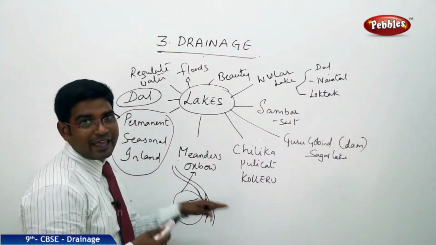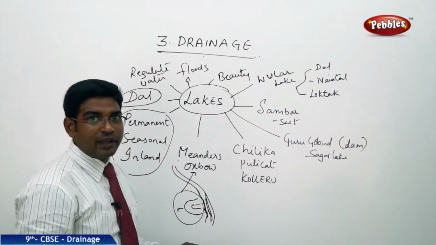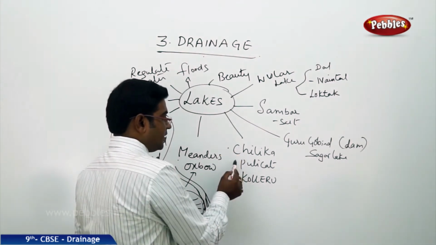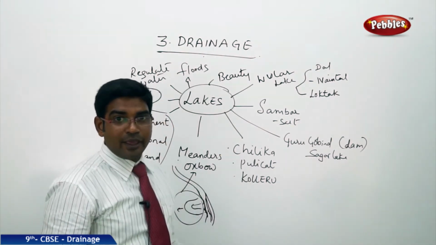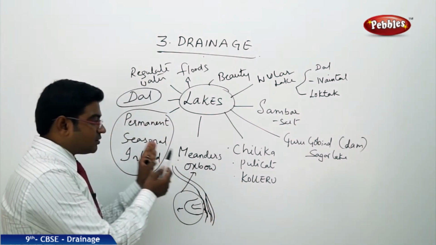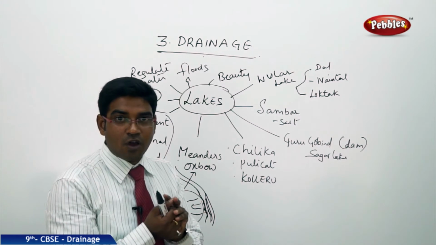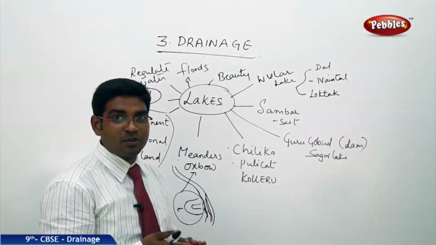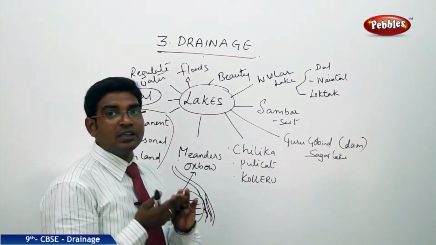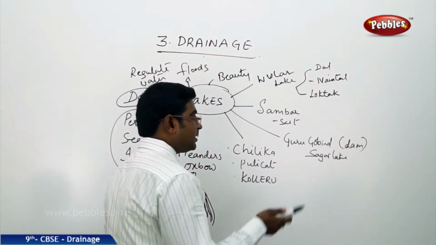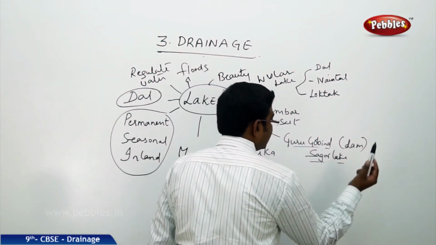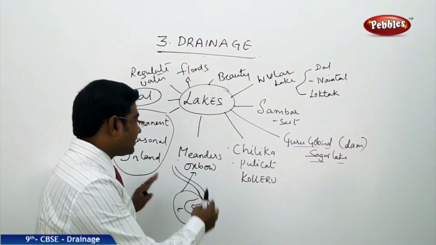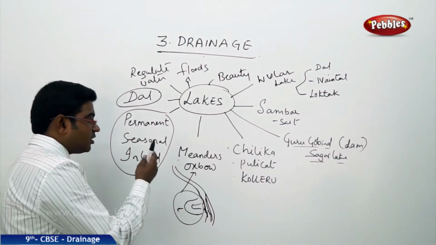Any meander can turn into an oxbow lake. The lakes which are formed like this and which are very famous are the Chilika lake, the Pulicat lake and the Kolleru lake. It's not only because of the meanders or the oxbows that lakes are formed, but when we build dams, the dams also result in the formation of lakes. For example, the Bhakra Nangal Dam which has been created, the Guru Gobind Sagar lake is another source of the formation of lakes. So these all are the permanent or the seasonal lakes.